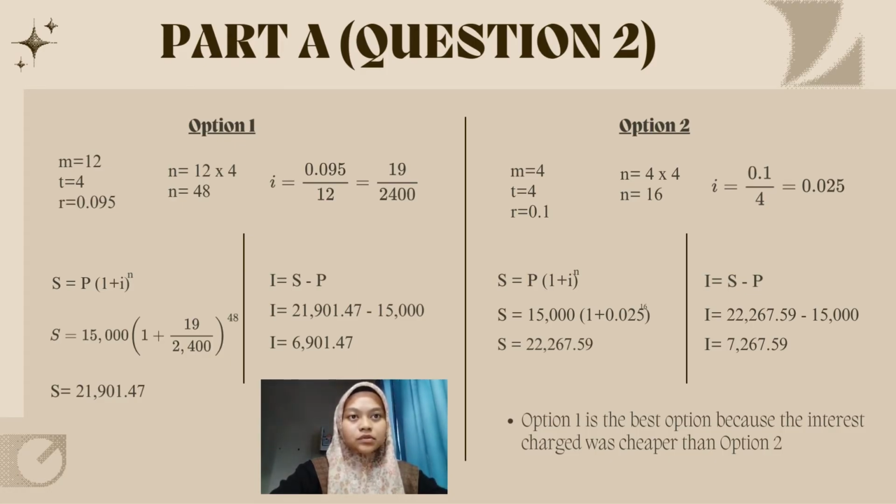And we get S equal to 22,267.59. And for the interest charge, we use the same formula, which is I equal to S minus P. I equal to 22,267.59 minus 15,000, and we get I equal to 7,267.59. The answer is option 1 is the best option because the interest charge was cheaper than option 2.